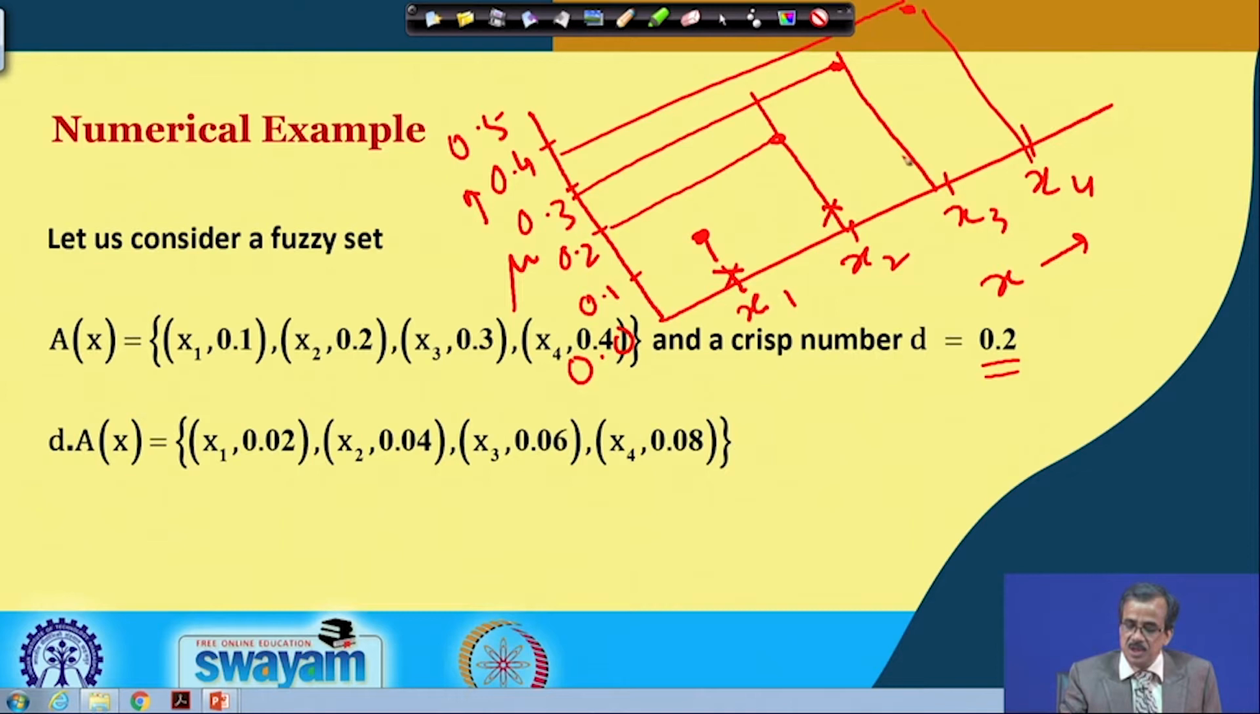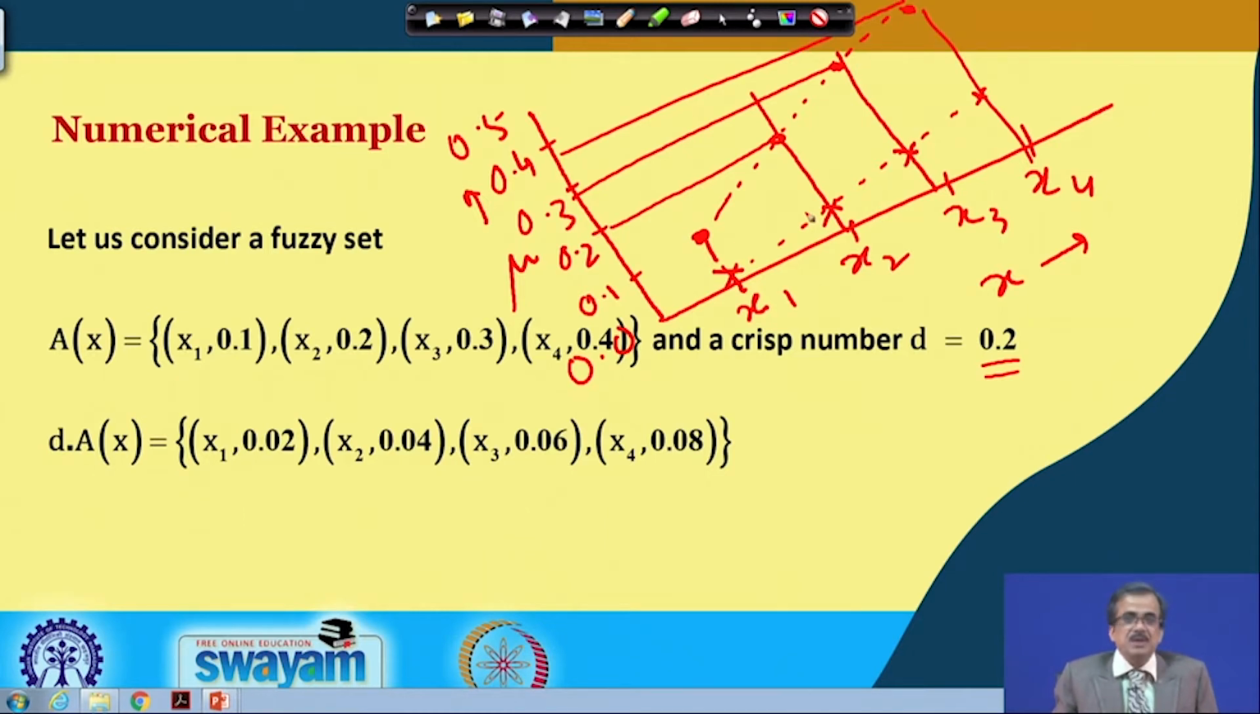Corresponding to x3, I will be getting 0.06, so I might be here, and corresponding to x4, I have got 0.08, so I could be here. Now, the original fuzzy set, the discrete fuzzy set, is something like this. As it is discrete, I am not going to draw any continuous curve, and if I multiply by d, I will be getting this type of nature. That means there is a chance of variation of this particular distribution.